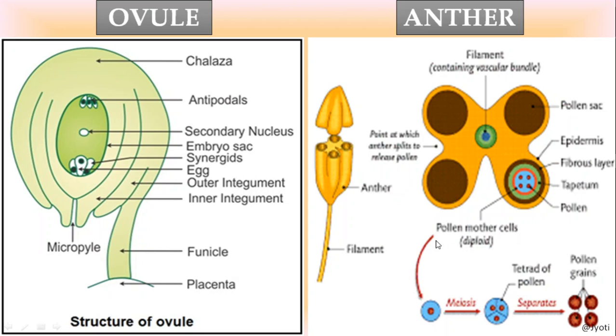Now each pollen mother cell undergoes meiosis. So this is one pollen mother cell which undergoes meiosis, and after meiosis it produces four cells, and those four cells are called a pollen tetrad or microspore tetrad. Now each microspore of this gives rise to a pollen grain. So a single pollen mother cell gives rise to four pollen grains, and the pollen grains are the male gametophyte, which produces the male gamete.